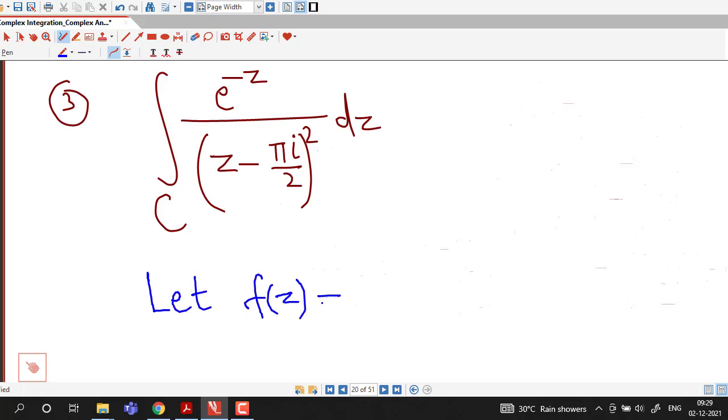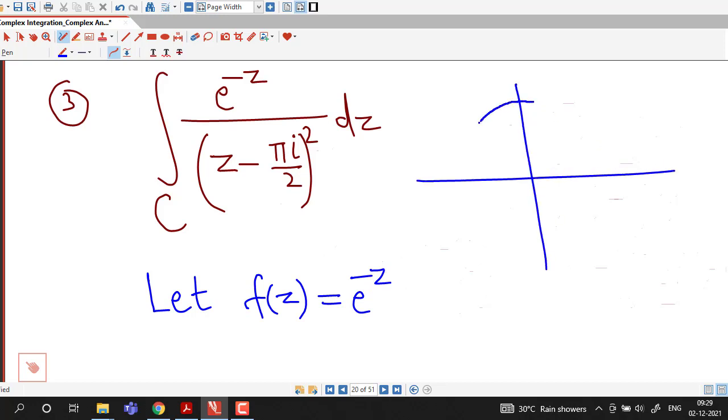Let f of z equal e raised to minus z, and we can roughly sketch mod z equal to 2. It is not necessary to sketch this contour. This is just for understanding, otherwise it is not necessary. So suppose this is mod z equal to 2. So here I will have 2i, and this pi i by 2 has modulus less than 2. So let's assume that it will be somewhere here.